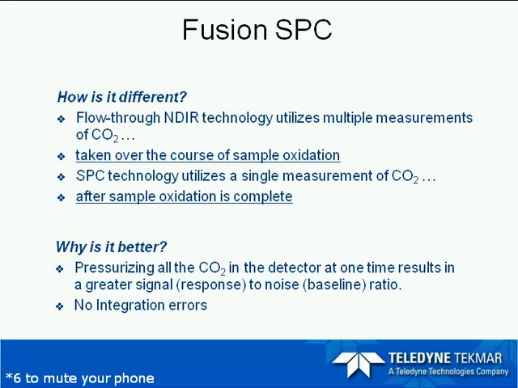So why is SPC better than what we used before? Pressurizing all the CO2 in the detector all at one time results in a greater signal-to-noise ratio. That means your LODs and your LOQs are lower. You can run slower for detecting analysis on the diffusion detector, and you get better precision, even with torch technology, because you're not integrating, and therefore you're not subject to integration errors.